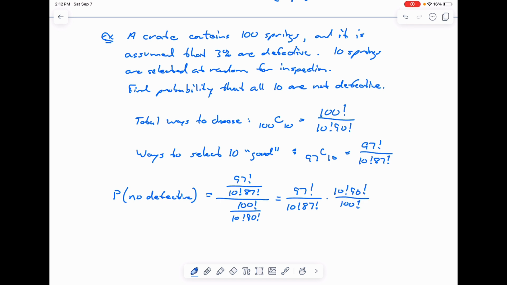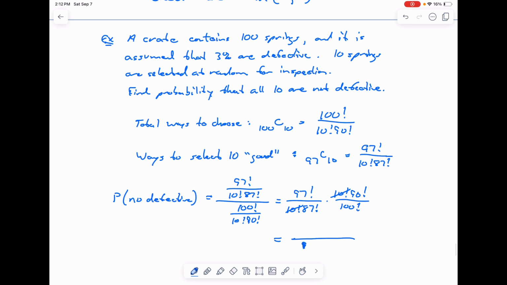Okay, so what's going to happen here is those 10s are going to cancel when we multiply. And in essence, the 97 down to 1 is going to cancel the 97 down to 1 in the 100. So you'd literally have 100 times 99 times 98 on the bottom. And similarly, the 90 factorial over 87 factorial, the 87 factorial cancels 87 down to 1. So you'd have 90 times 89 times 88.